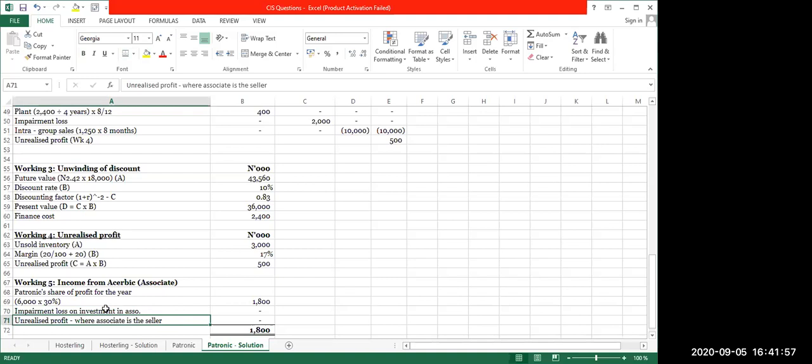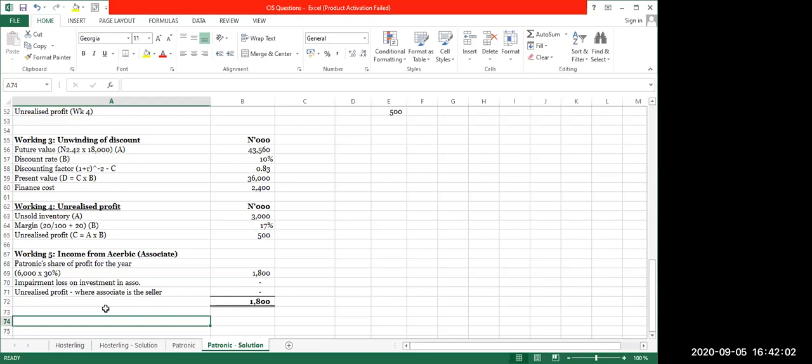Don't forget how we move. Once we have gotten the income from the associate, the final thing to do is to share the profit for the year. NCI's share of profit for the year.